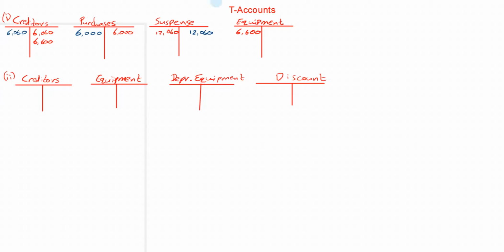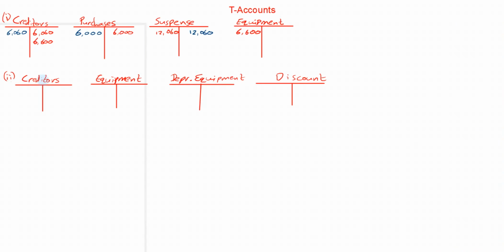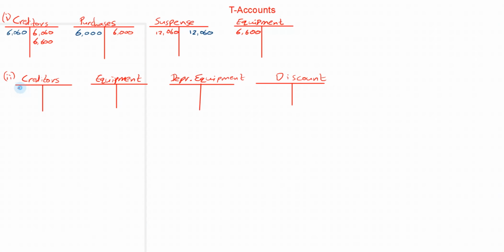So here we have our 4 different accounts. We have creditors, equipment, depreciation of equipment, and discount. So going back to our example, if a creditor is accepting equipment, that means that their creditors will go down. So that's a debit entry. So I'll just use red. So debit entry, how much was it? 5,500.